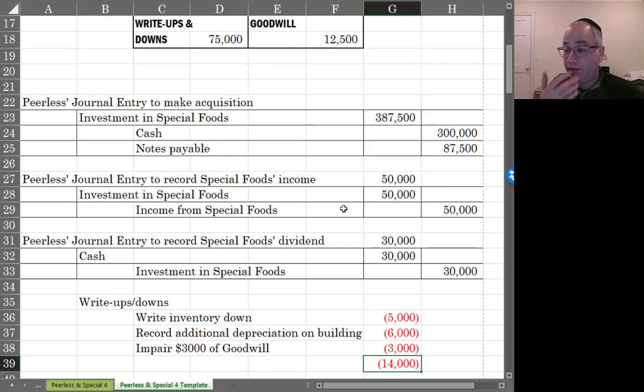They were writing up Goodwill by $12,500, and now they determine that $3,000 of that does not belong there, and therefore they impair the Goodwill for $3,000. So the parent is going to have an additional $14,000 in expenses as a result of Special Foods activity.